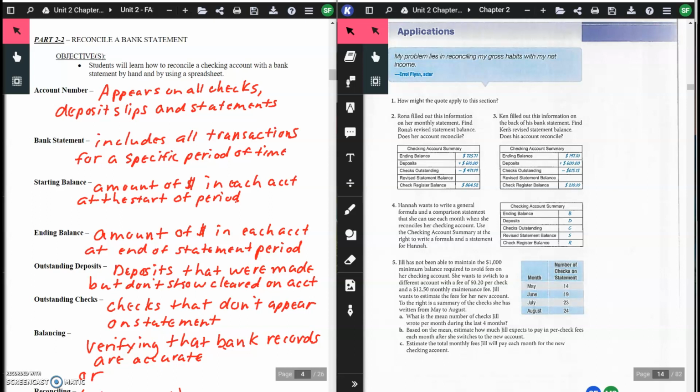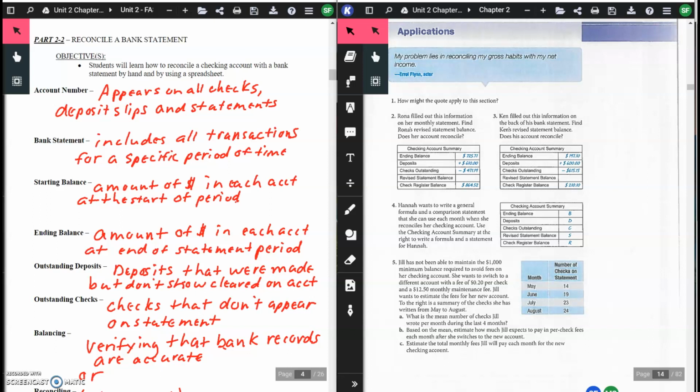Starting balance. This is the amount of money in each account at the start of the new statement. Ending balance. This is the amount of money in each account at the end of the statement period. Outstanding deposits. These are deposits that were made but don't show up on your account yet as cleared. Outstanding checks. These are checks that do not appear on the statement. These are checks you may have written but they didn't cash yet, for example.